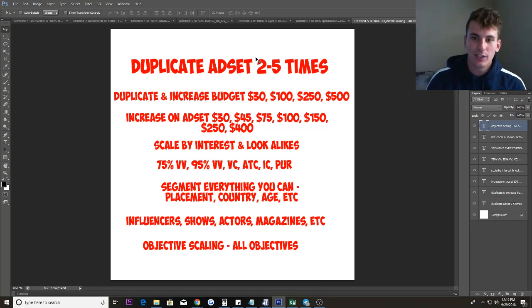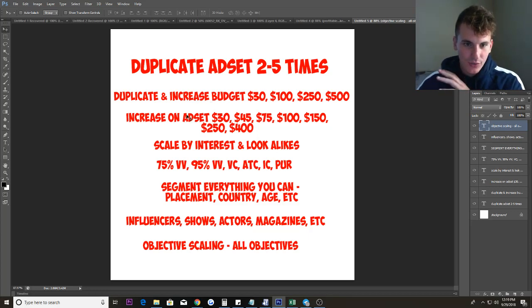If that does well, then duplicate it again to $100, $250, $500, and eventually $1,000 if you can get that far. Once you find an ad set that does well at $30 or at $100, then duplicate it again. Keep duplicating it and getting more ad sets at that. Some ad accounts do better at lower budgets, and some do better at higher budgets. So if you find that you have an ad account that is better with higher budgets, then that's your scaling ad account. Transfer all of the data into that ad account and scale vertically with that.